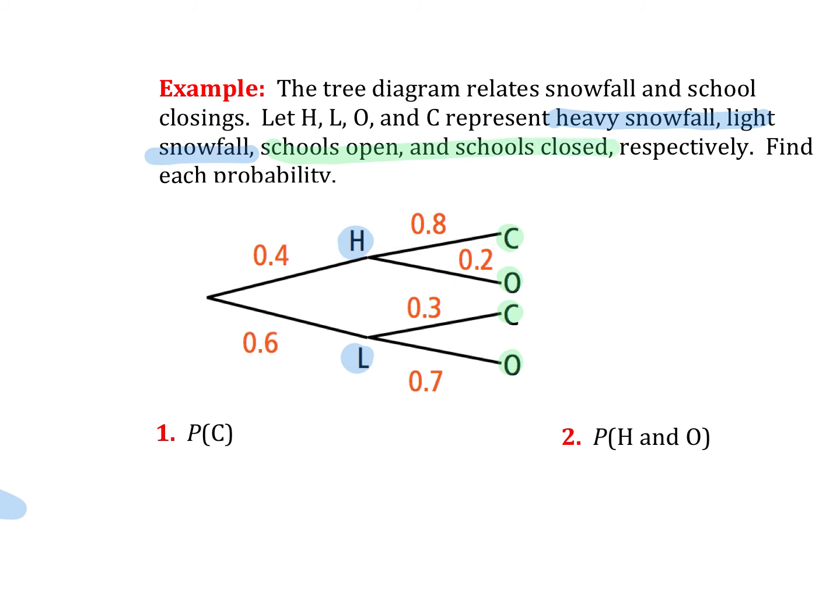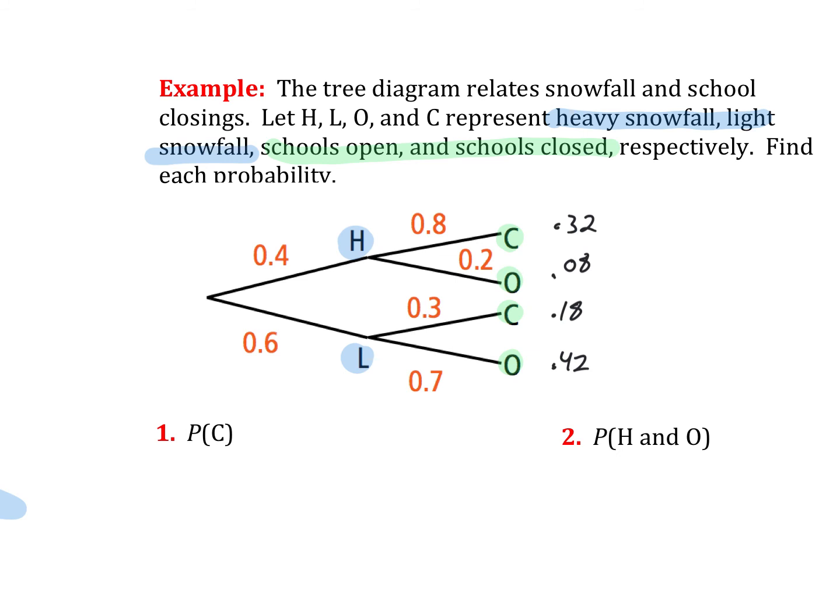Find each probability. Okay. Well, first, I'm going to go ahead and multiply along the branches. So we're going to multiply 0.4 times 0.8, 0.32. 0.4 times 0.2 is 0.08. 0.6 times 0.3 is 0.18. 0.6 times 0.7 is 0.42. If you wanted to write this as 32%, 8%, 18%, 42%, that's totally fine.